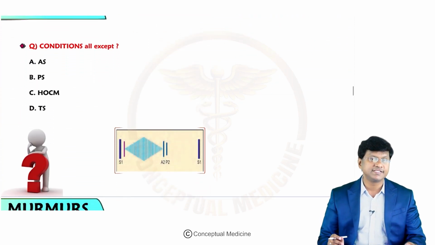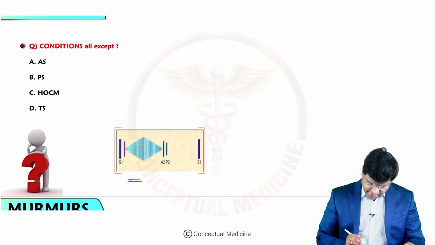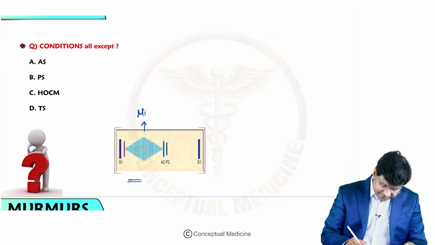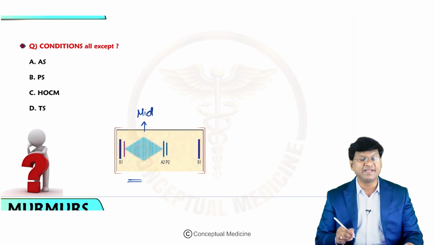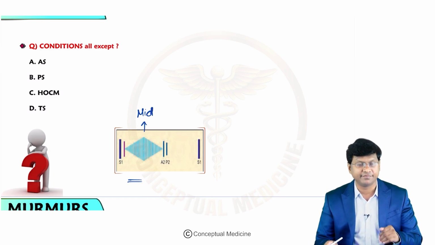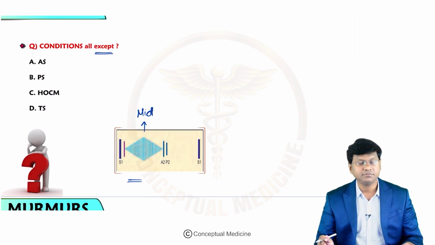Right, so this is another image based question. So you can observe a murmur which is peaking in the mid part of the systole. Right, so it is like a mid-systolic murmur. Please tell me in which condition you will have this. So conditions seen all except aortic stenosis, pulmonary stenosis, hypertrophic obstructive cardiomyopathy, tricuspid stenosis.